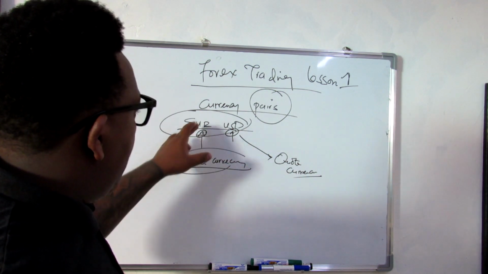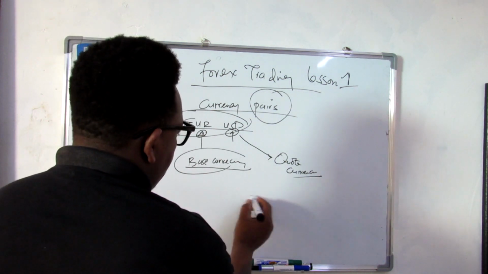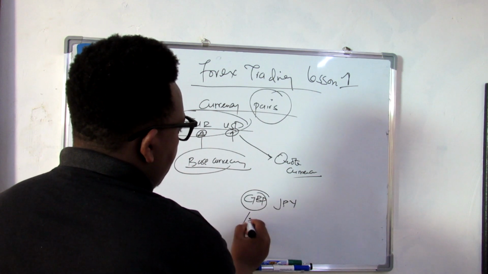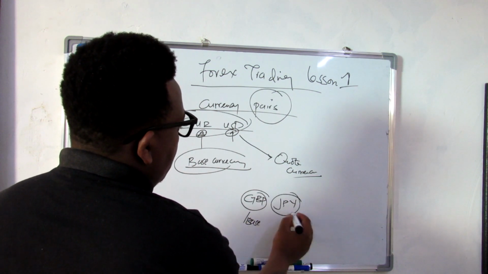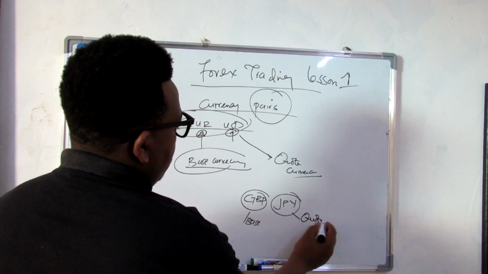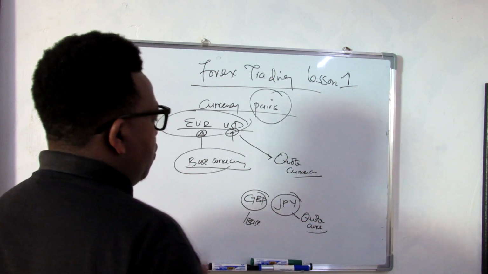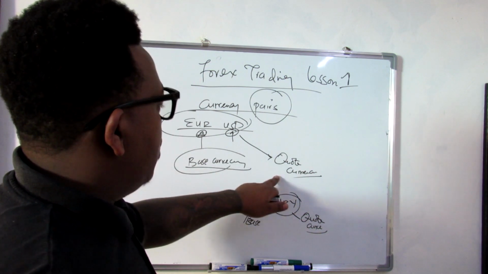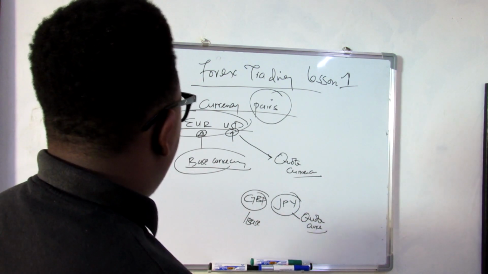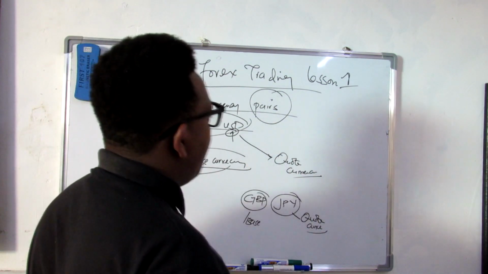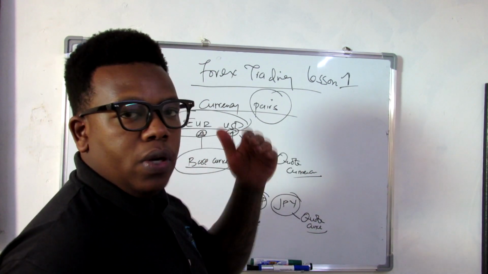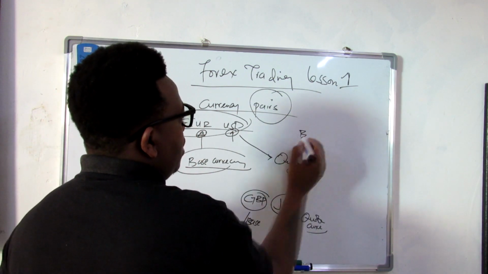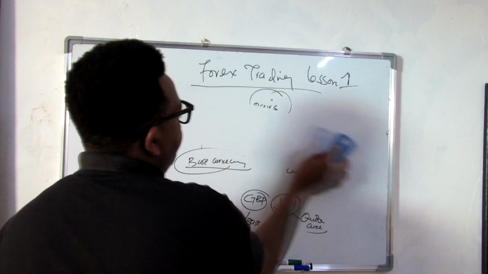So the first one in any currency combination, for instance if it's GBP JPY, this is the base, and this is the quote currency. It's important for you to know that, so that whenever we talk about the base currency and the quote currency, you understand exactly what we are talking about. Every time you have any currency combination, of which I'll be showing you in the charts, there is a base currency and a quote currency.